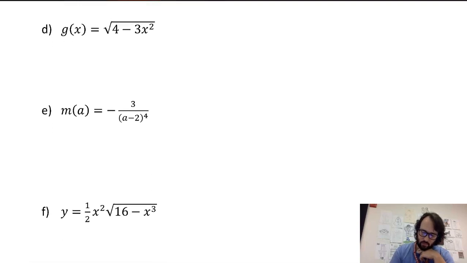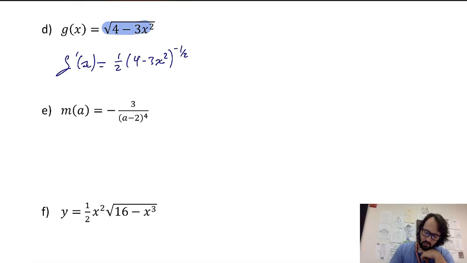Next one. Biggest thing that I see is the square root, so that is that thing to the 1/2, so I could say that g prime is 1/2 times (4 minus 3x squared) to the negative 1/2. And then I look inside a little bit more, and I have 4 minus 3x squared on the inside, and that is going to come out, when I do the derivative of that, as negative 6x, and there's no other functions inside.